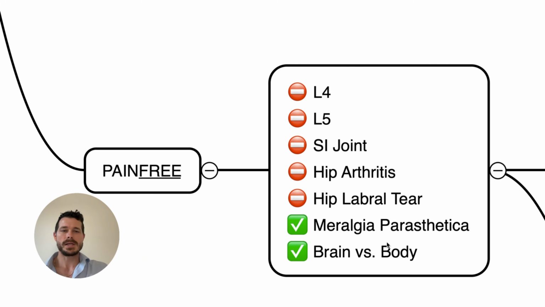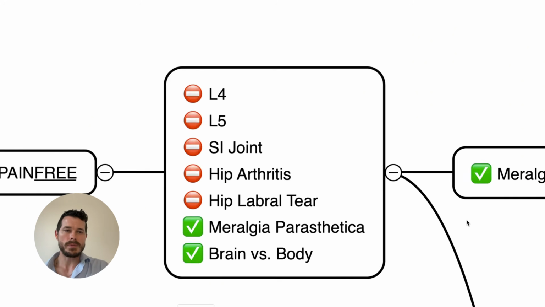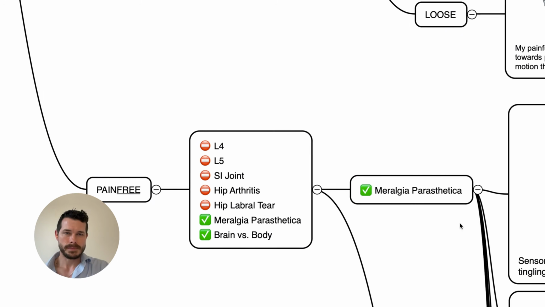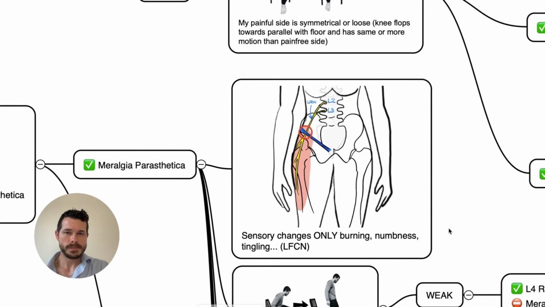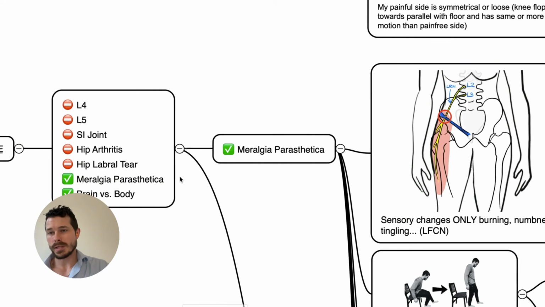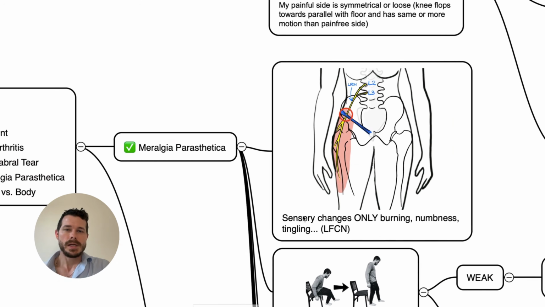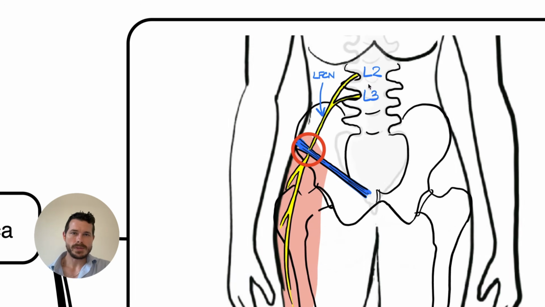We're going to list this as meralgia paresthetica as one of the more probable causes. So, talk about that. Meralgia paresthetica, and then we're going to talk about brain versus body, by the way. Okay. Interesting nerve. So, L2, L3 comes off, and we have this lateral femoral cutaneous nerve. If you want, you can look it up. Either way, it's a nerve.